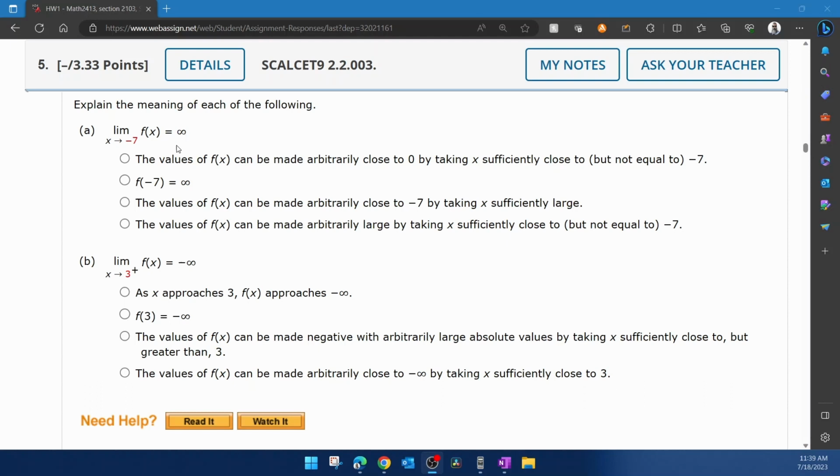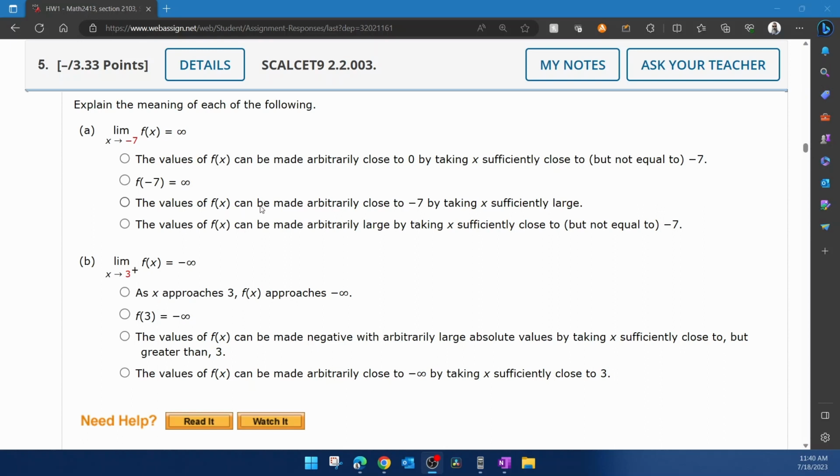So this would mean that the values of f of x can be made arbitrarily close to 0 by taking x sufficiently close to but not equal to -7. Yeah, that is not correct because it says arbitrarily close to 0 where this is going to approach infinity. So this statement, does it mean that the function value at -7 is infinity? No, that's not what it says either.